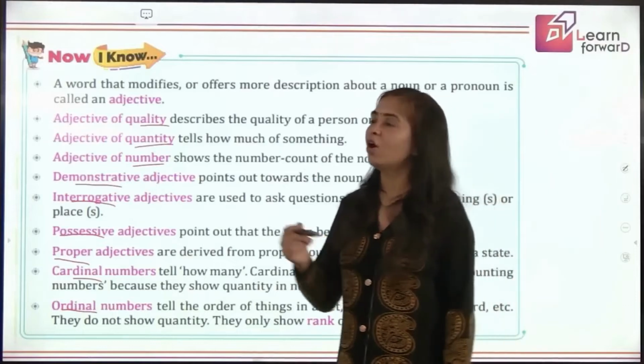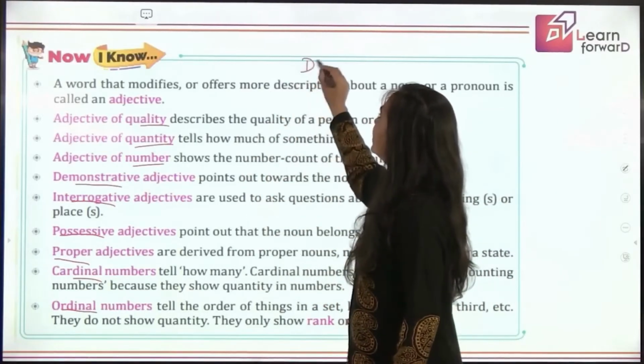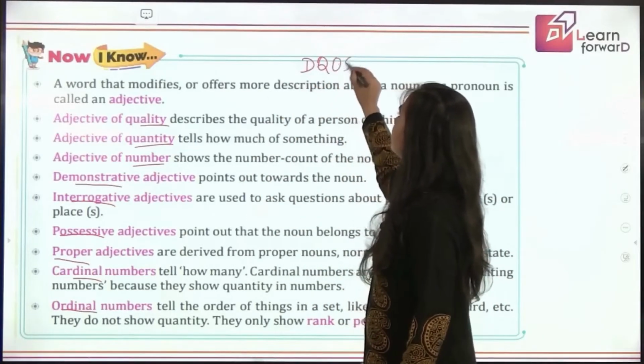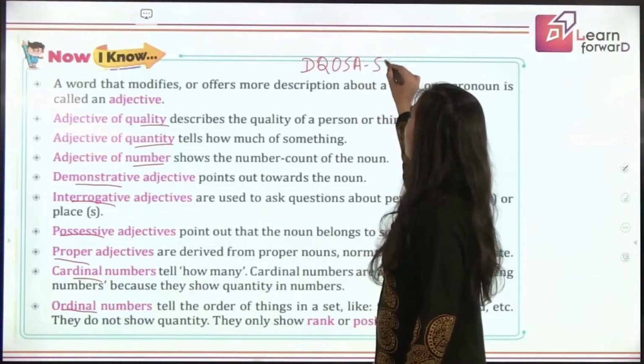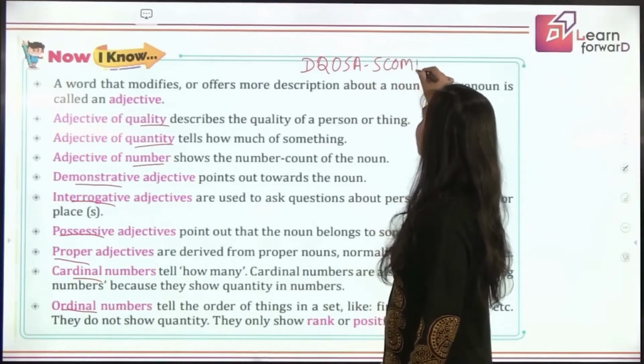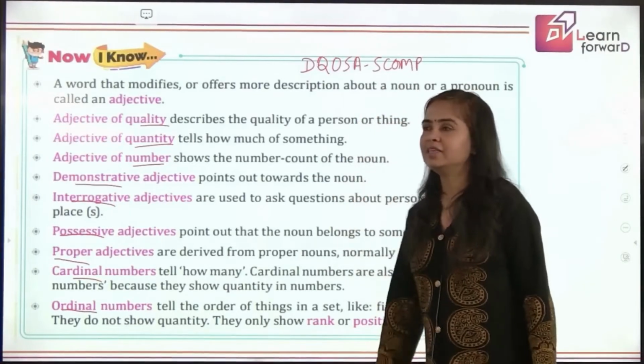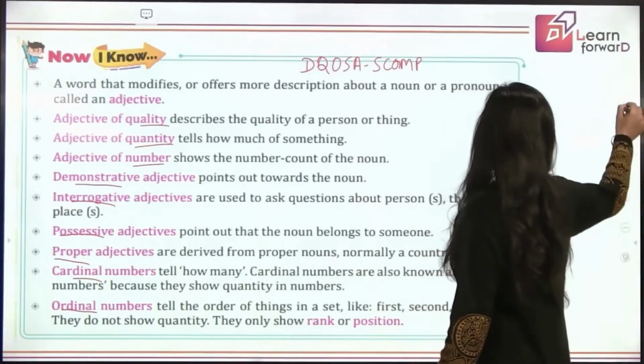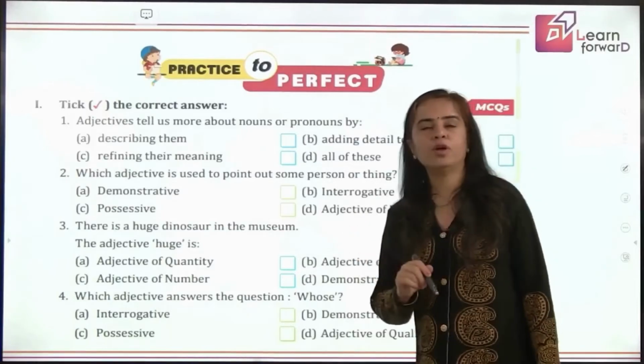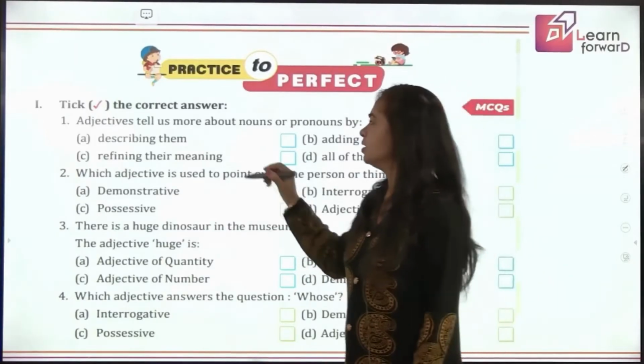What is the acronym? Let's quickly write here. DICOSA COM. It was just for a quick revision. So remember this to order the adjectives in the correct way. So from your learning, let's see what you have caught till now.